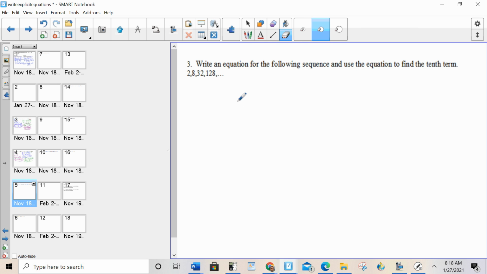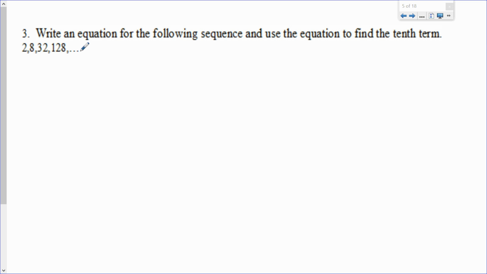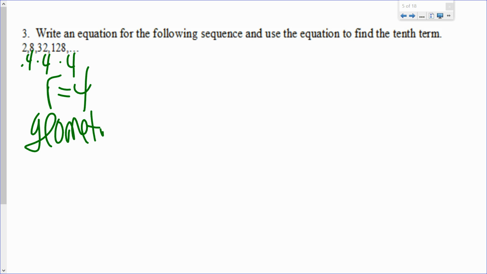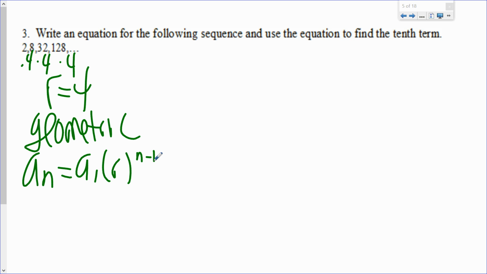Essentially, arithmetic is linear, and geometric is exponential. So now I'm going to try multiplication. What am I multiplying 2 by to get to 8? 4. What am I multiplying 8 by to get to 32? 4. What am I multiplying 32 by to get to 128? 4. There's my pattern. It's times 4. So the common ratio is 4. It's geometric. I write my geometric formula, which is different than my arithmetic formula, which is that right there.